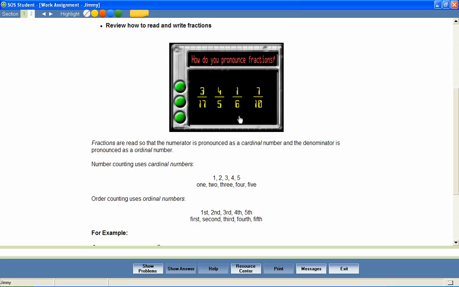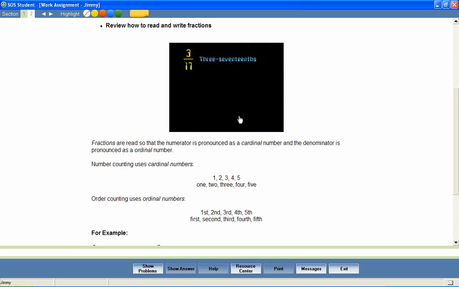There's a certain way to properly say what a fraction is. The numerator sounds like a counting or cardinal number, like 3, 4, 1, or 7. The denominator sounds like an ordinal number, like 17ths, 5ths, 6ths, or 10ths. Put the two together and you get 3 17ths, 4 5ths, 1 6th, 7 10ths.